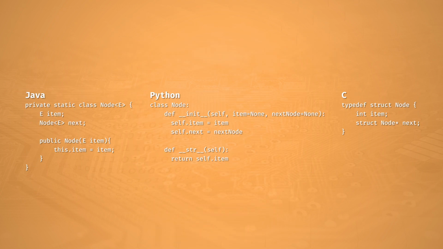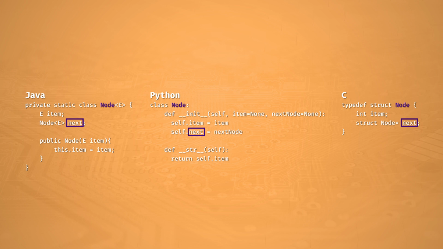Array lists are based on an array. They allocate one giant contiguous chunk of memory. Linked lists, on the other hand, are built on the node, a tiny little class that holds a single item and a reference to the next node in the list.